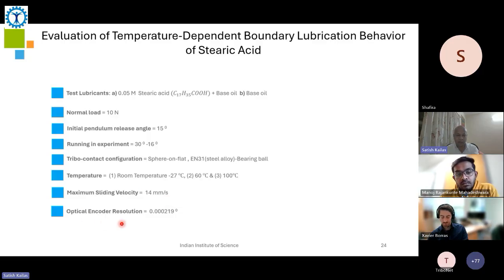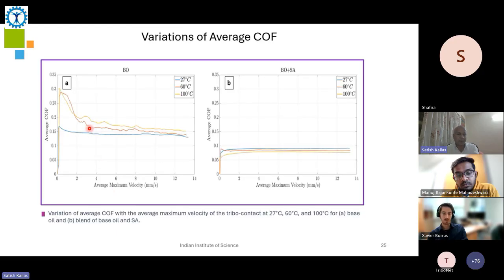As I mentioned before, the optical electrode had a very good resolution of 0.000219 degrees. So there is no stiffness altering system or sensor in the system. When you see this at base oil, when I do the experiments at 27 degrees, 60 degrees and 100 degrees, as the viscosity reduces, I get higher and higher frictional force at lower velocities and even higher frictional forces at higher velocities. So this clearly can differentiate between different base oils.